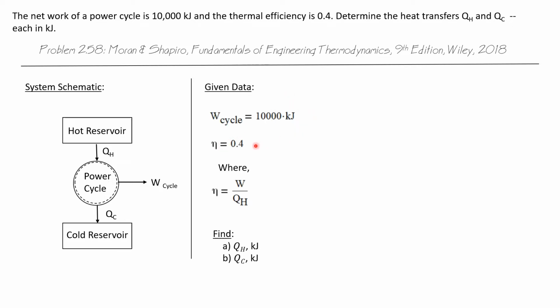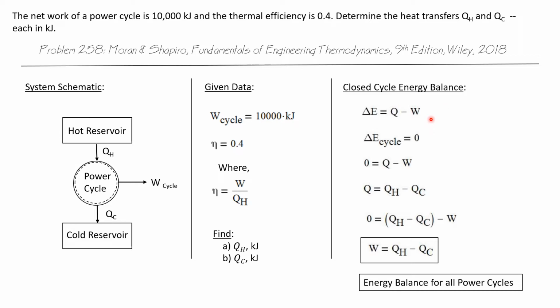In this particular problem, we're given the work of the cycle is 10,000 kilojoules and that the efficiency is 0.4, where the efficiency is defined as the work divided by the heat input to the cycle from the high temperature reservoir. Efficiency is always defined for a power cycle as what you want, which is the work, divided by what it costs you to get it, which in this case is the energy from the high temperature reservoir. Now what we want to find in this particular problem is Q sub H and Q sub C, the two heat transfers into and out of the power cycle.